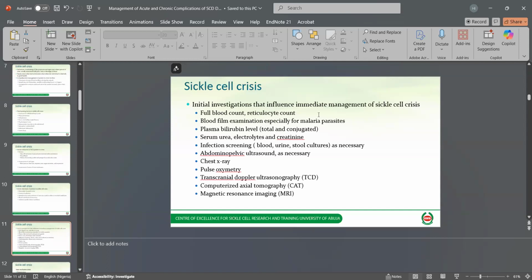Pulse oximetry, very important to know the oxygen saturation. We can also do transcranial Doppler ultrasound, especially in children when they are having CNS features. Computerized axial tomography may be necessary, and magnetic resonance imaging.